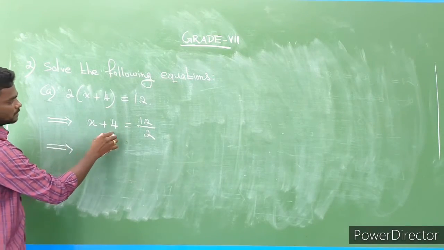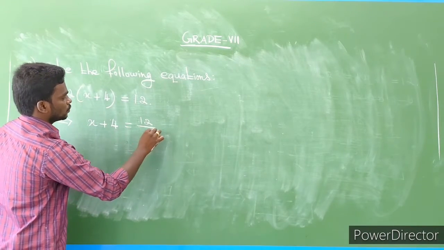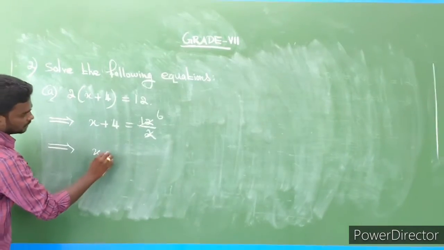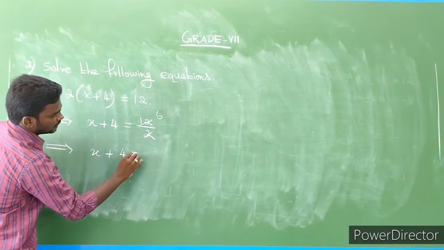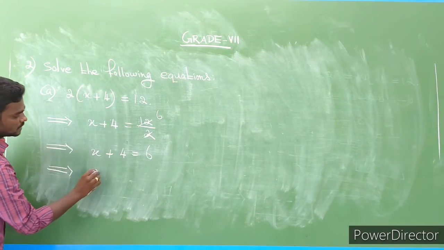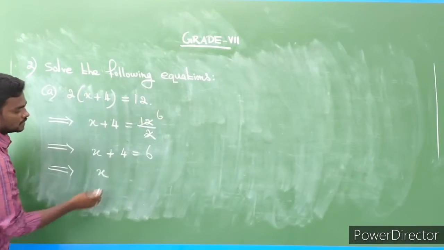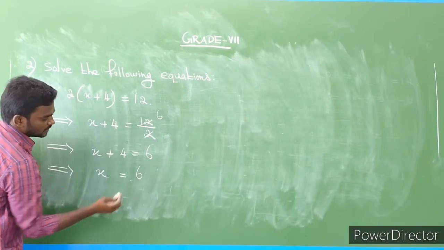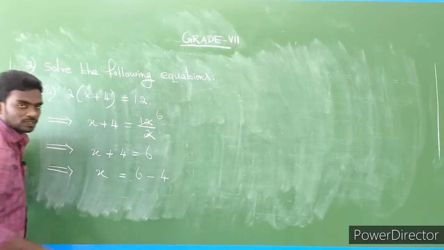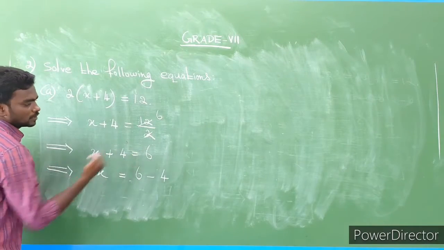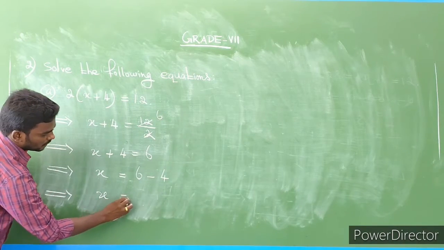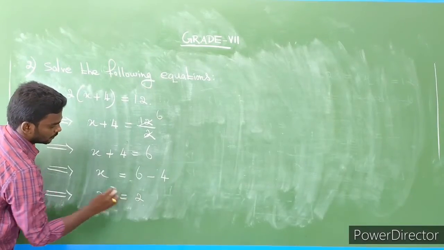Implies that x plus 4 is equal to 12 divided by 2. So 1 2 is 2, 6 2s are 12. Implies that x plus 4 is equal to what? 6. Implies that x plus 4 is equal to 6. We keep the value x on the left side, which is equal to 6 on the right side. So this plus 4 is transposing to what? Minus 4. This plus 4 is transposing to minus 4 on the right side. So the value of x is equal to what? 6 minus 4, 2.